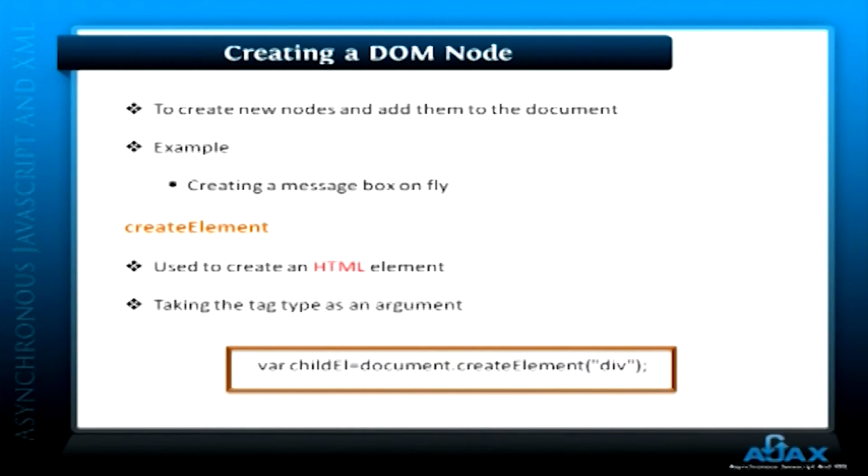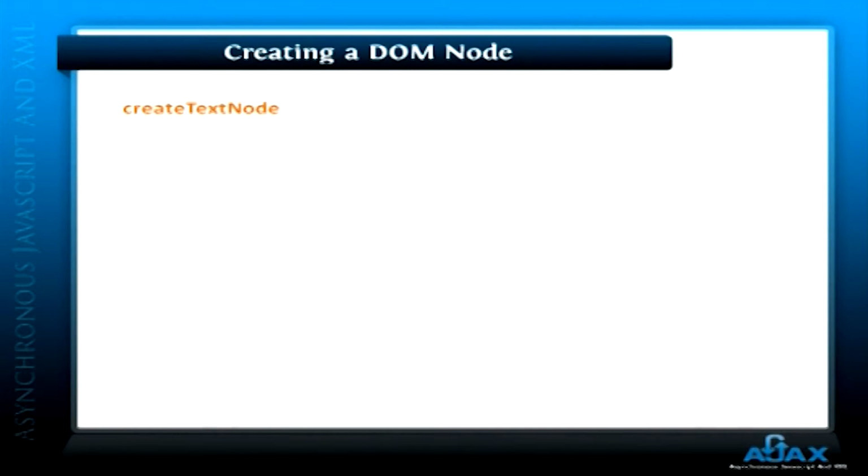See, as stated earlier, here we have passed this div tag type as its argument. So this line of code will create a div tag. Well, now consider we would like to insert some text inside this div tag. How will we do that? Well, we have another method called createTextNode to do this.